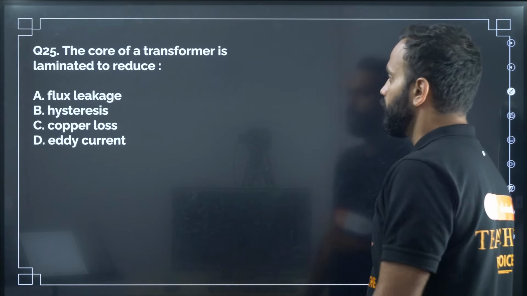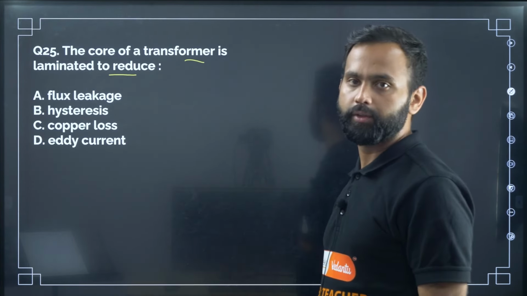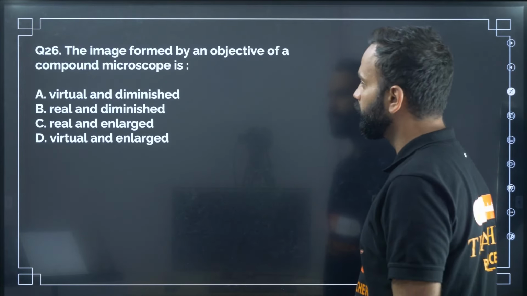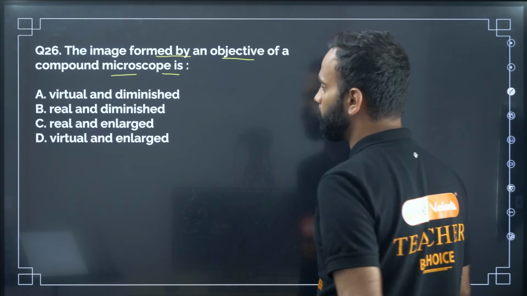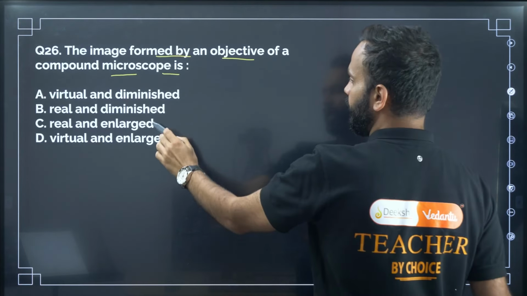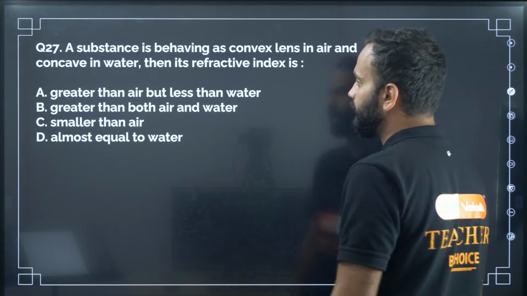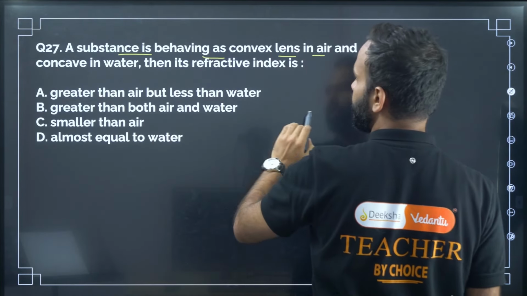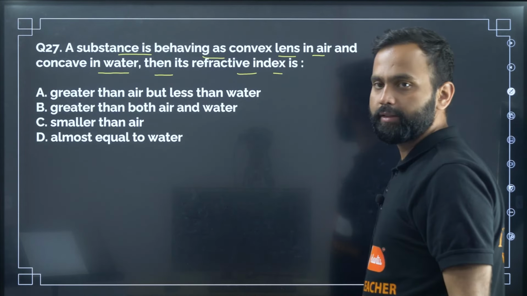Question number 25. The core of a transformer is laminated to reduce eddy current, right? The direct question. Option D is the correct answer. Question number 26. The image found by an objective of compound microscope is real and enlarged. Option C is the correct answer. Okay, question number 27. A substance is behaving as convex lens in air, concave lens in water, then its refractive index.